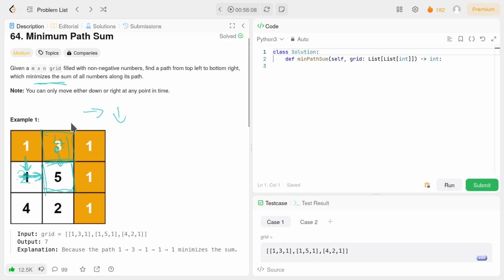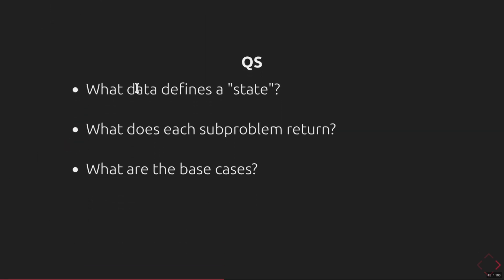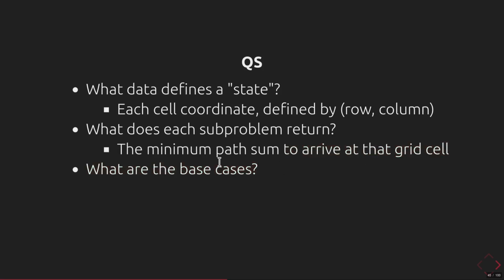Okay, so let us talk about these very important questions. What data defines a state? That is, how's a subproblem defined? Well, a subproblem for an explicit grid is oftentimes just that cell coordinate. And what does each subproblem return? In this case, because we're just storing values in a grid, the subproblem is really the cell. So what does each cell contain? It contains the minimum sum to that particular grid cell, the minimum path sum.